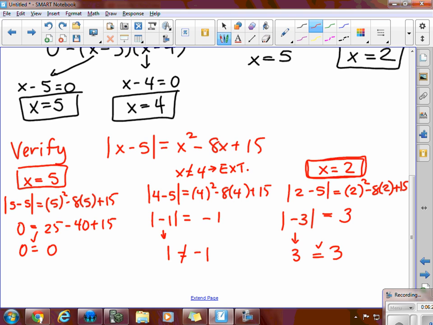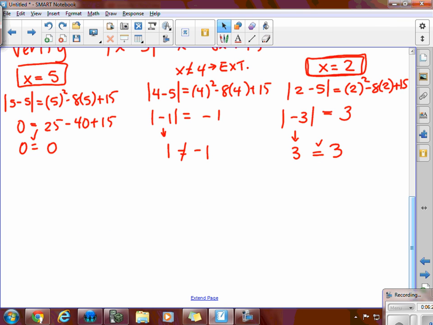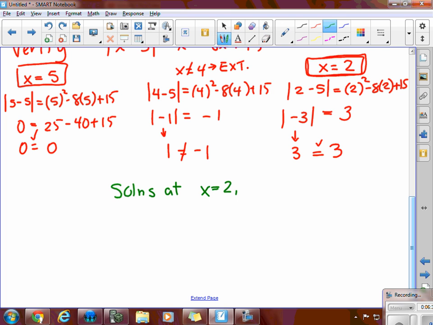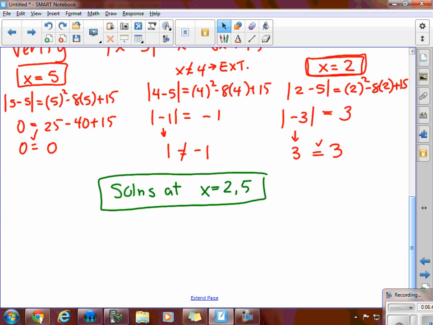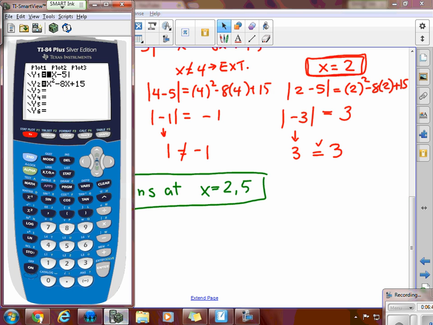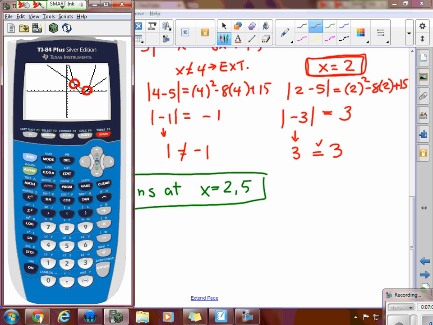So at the end, we can make one statement to kind of bring all of our work together. We could say this absolute value equation had solutions at x equals 2 and x equals 5. And we should be able to verify this visually through graphing it on our graphing calculators. So if you go in your graphing calculators and enter the absolute value of x minus 5 in y1, and that quadratic x squared minus 8x plus 15 in y2, and we graph it, we can see the absolute value, that big V is the absolute value, the parabola is the quadratic we graphed, and we can in fact see that it looks like we only have 2 intersection points.